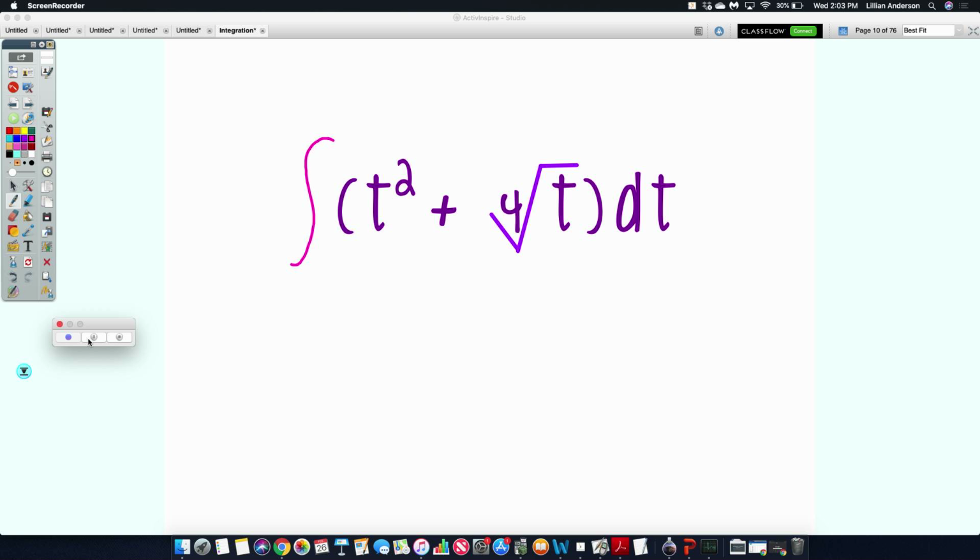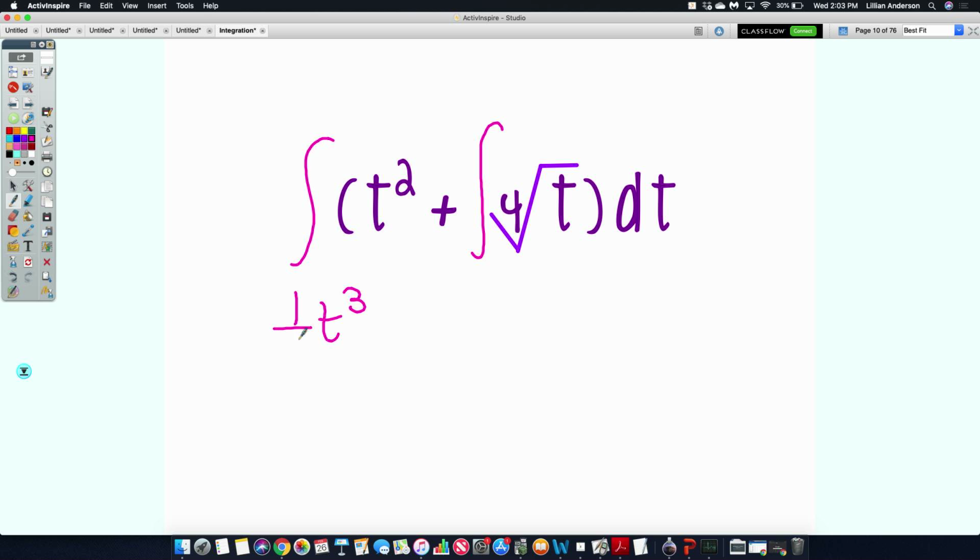Yes. What's the antiderivative of, so basically you take the antiderivative of each part. What's the antiderivative of t squared? T cubed over 3, or 1/3 t to the third. This one turns into t to the 1/4. When you add 1, your exponent is 5/4. What's your coefficient? 4/5. Very good. And you cannot forget your plus C.